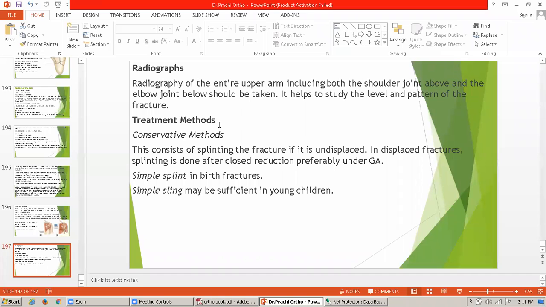Then the treatment method is the conservative method. This consists of splinting the fracture if it is undisplaced. In a displaced fracture, splinting is done after closed reduction, preferably under GA, that is general anesthesia. In birth fractures, a simple sling may be sufficient in young children.